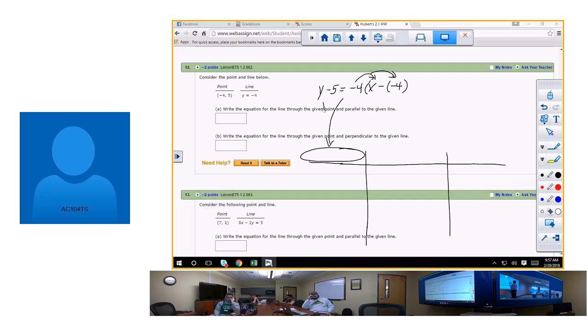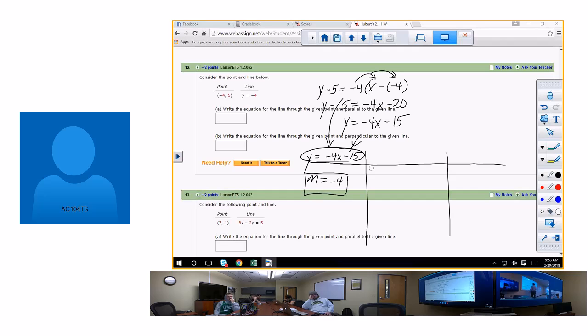So that's going to give us y minus 5 is equal to negative 4x. Negative times a negative is what? Positive times a negative is negative 20. Bring the 5 over. y is equal to negative 4x, what's negative 20 plus 5? Negative 15? Yeah. And that's the equation. y equals negative 4x minus 15. So m is equal to negative 4.